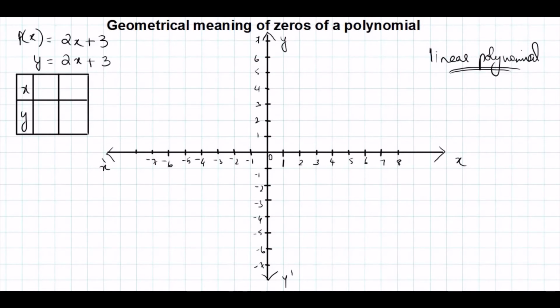Now let's give some random values for x and check what the value of the polynomial is. So if you give 1, you get the value of y as 2 into 1 plus 3, that is 5.